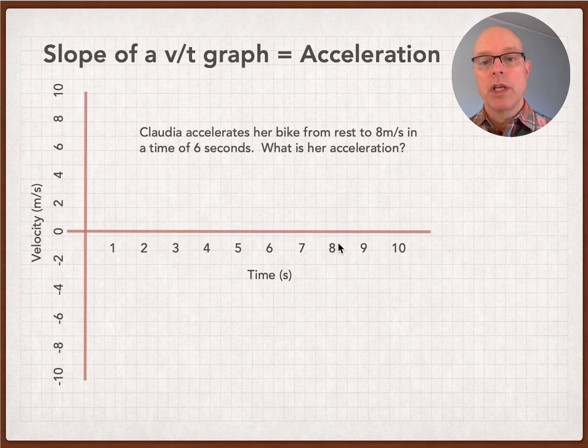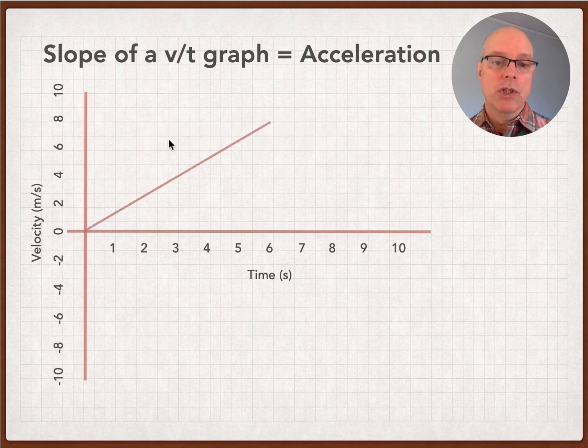So the next thing you want to look at is, how do we use these graphs to solve problems? Concept number one we've already talked about is that the slope of a velocity time graph gives us the acceleration. And so we've got a situation here that's pretty simple physics problem. Claudia accelerates her bike from rest to 8 meters per second in 6 seconds. So what that's going to look like on a graph is just like this.